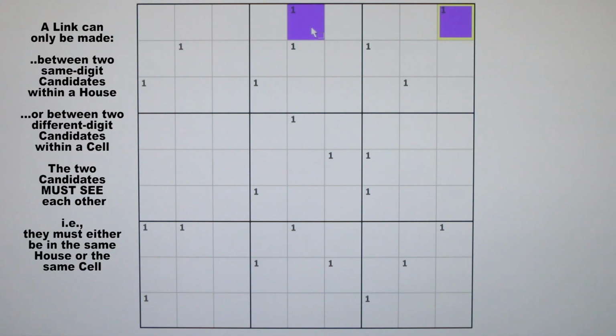And also, in order for there to be a link, weak or strong, between any 2 candidates, they must see each other. In other words, the 2 candidates must be in the same house. Like, there cannot be a link between these 2 ones because they don't see each other.